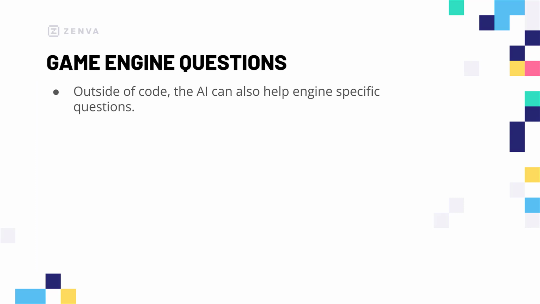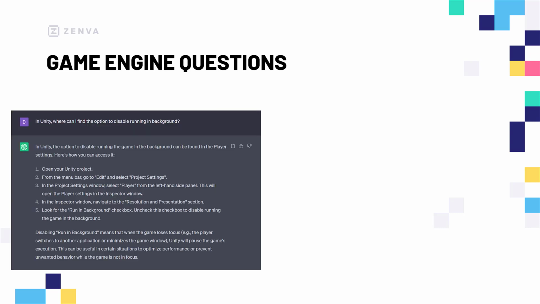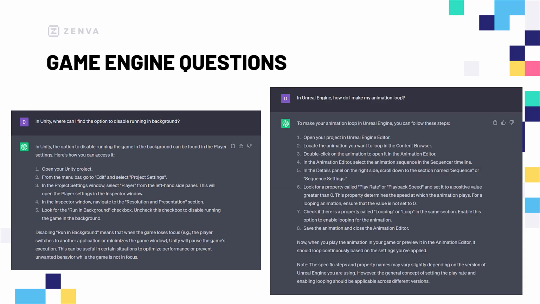Now, as well as code, we can also ask it game engine specific questions, okay? So if you are new to an engine, you can ask it stuff such as in Unity, where can I find the option to disable running in background? And it's going to give you step-by-step instructions on how to do just that. The same thing, if you're on Unreal, you might go, how do I make my animation loop? And it's going to basically explain it as well.